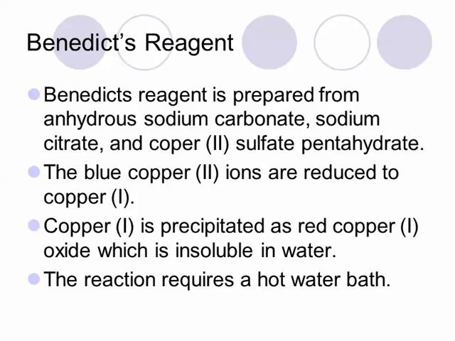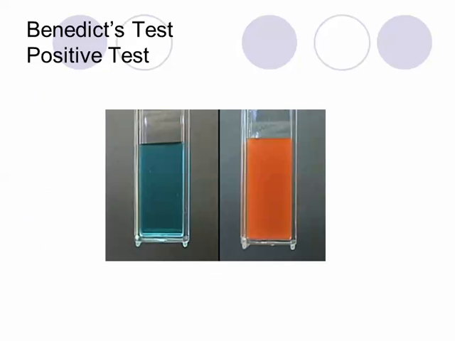Benedict's reagent is typically a mixture of sodium carbonate, sodium citrate, and copper(II) sulfate. You're looking at copper ions, so the solution is typically blue. When it reduces down to copper(I), a precipitation reaction happens, and you get a copper(I) red brick color precipitate that forms in the water. It also requires a hot water bath.